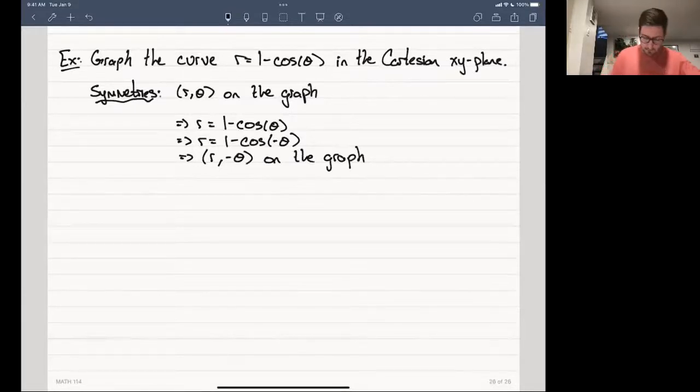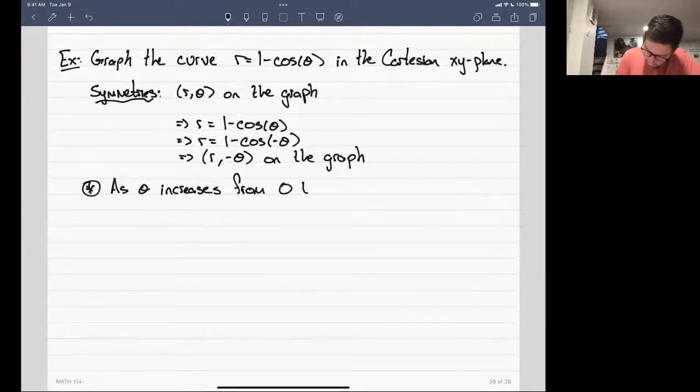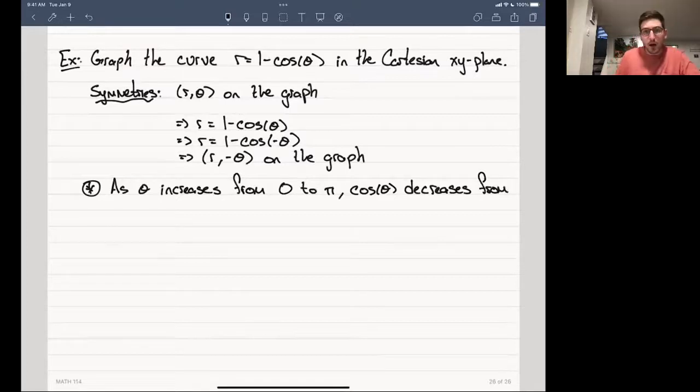Now, what else do we know? We're going to write down a lot of points here to try and get ourselves to understand this. So as theta increases from, say, 0 to pi, so this is going from the positive x-axis all the way around to the negative x-axis. Again, think of these things as circles. That means that cos theta, well, this thing is going to decrease from 1 to minus 1.